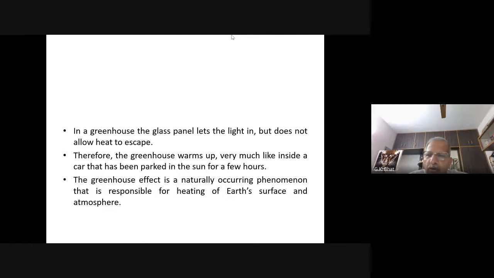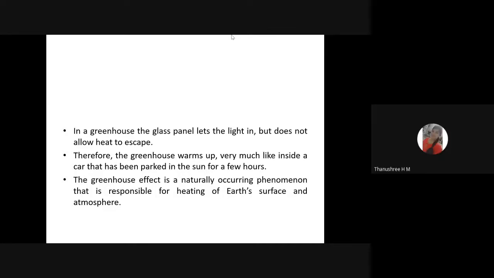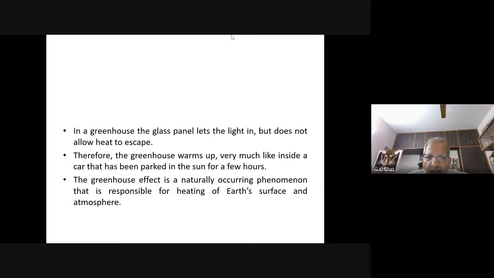What is let out? Light is let in, and heat is held back. Is heat let out? No. Light is let in, but it does not allow heat to escape. So the same thing is happening in nature.